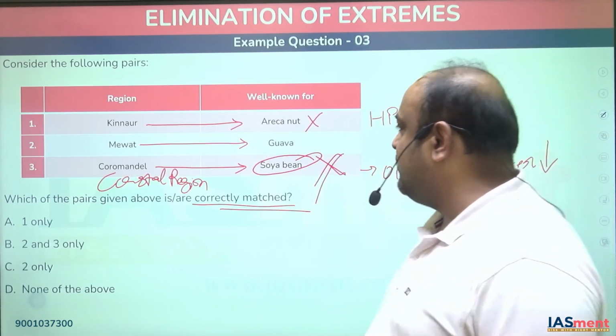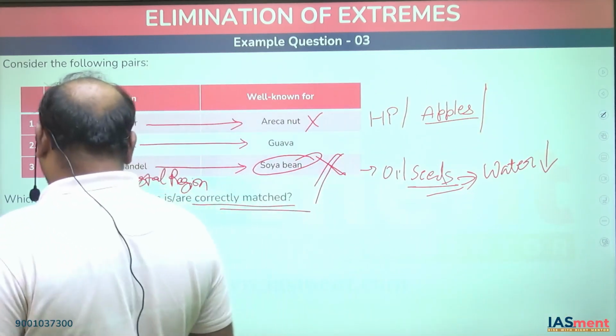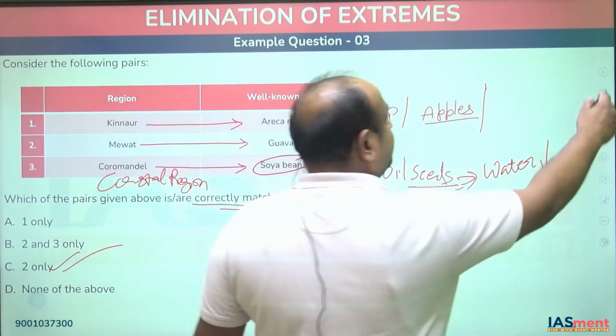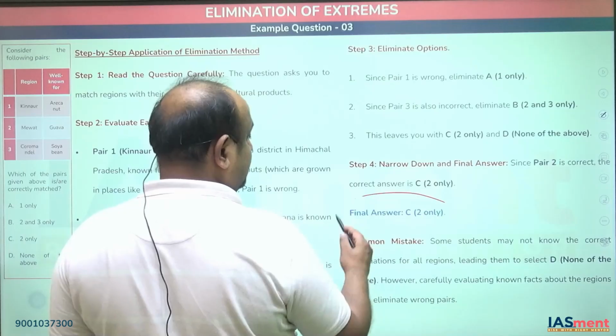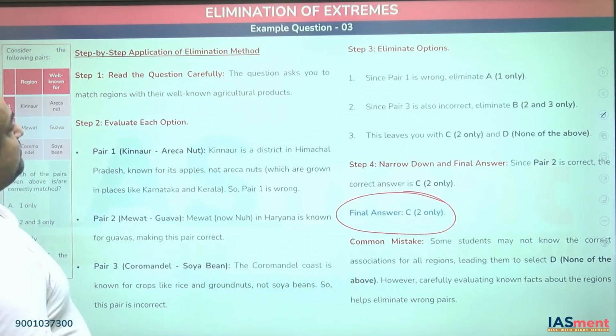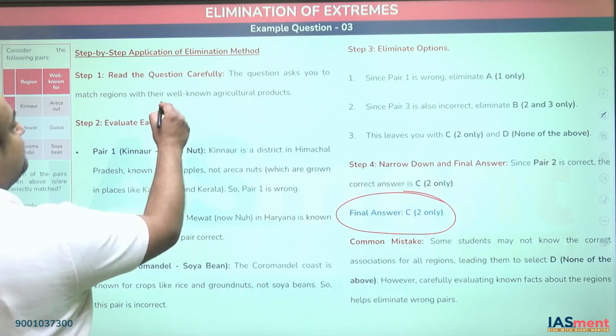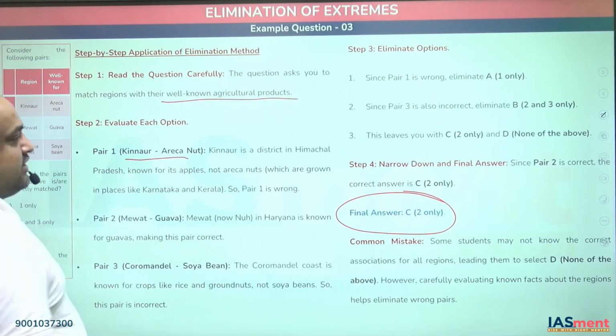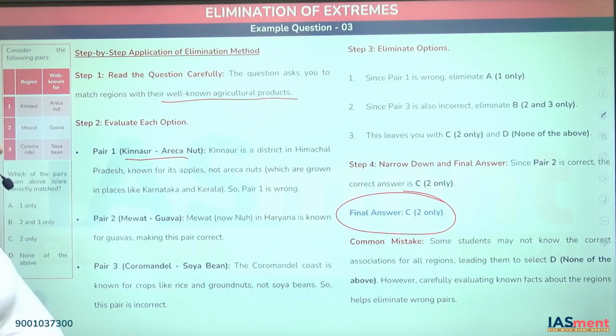I will also make it wrong. According to me, the answer should be C only. Now let's see what is the correct answer. The question asks about matching the region with well-known agricultural products. Kinnaur, areca nut. Kinnaur is a district in Himachal Pradesh known for its apples, not areca nut, which is grown in places like Karnataka and Kerala. So pair one is wrong.